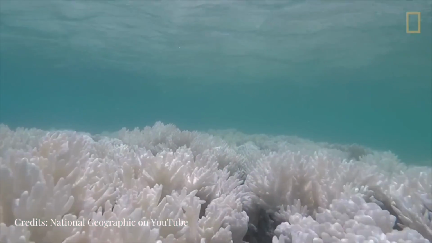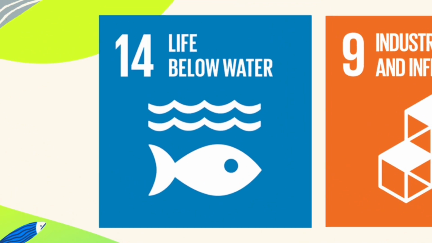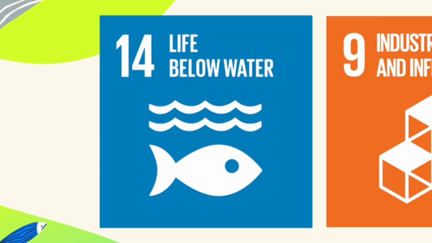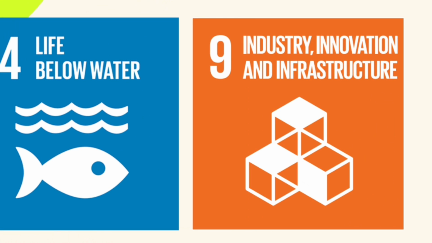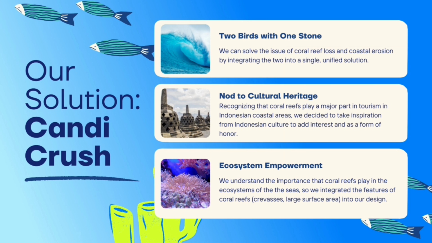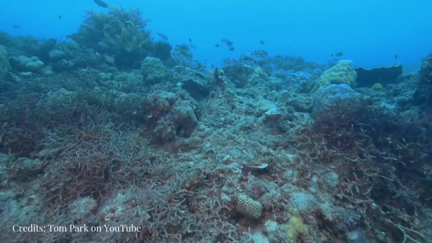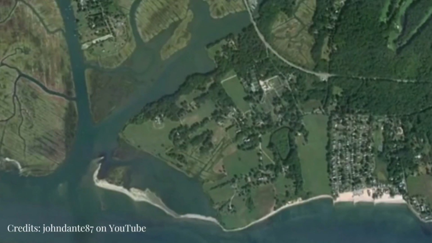So what are the SDGs we want to target? First is the 14th, which helps life underwater, like marine animals, gain a new place to call home amidst human activity. Next is the 9th, in which we want to develop sustainable solutions through innovation. So, to help address these problems, our group devised a plan called Candy Crush. Now, Candy Crush aims to hit both birds with one stone, those birds being coral reef loss and coastal erosion.